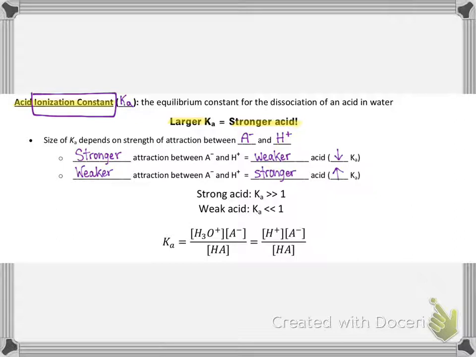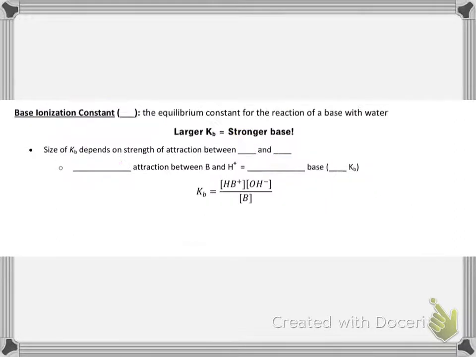We can also talk equivalently about bases with the base ionization constant Kb. A larger Kb value will, of course, mean a stronger base. And the size of Kb depends on the attraction between your base, B, and the H+ ion. The more the base wants the proton, or the stronger the attraction, then you have a stronger base with a higher Kb value. Okay, so let's continue our journey and talk a little bit more about equilibrium and Bronsted-Lowry reactions.